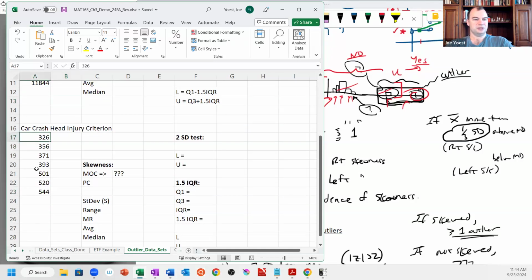Then let's look at something that's a little less clear, car crash head injury criterion numbers, and do the same thing, right? It's a little less clear whether we have any outliers here or not.